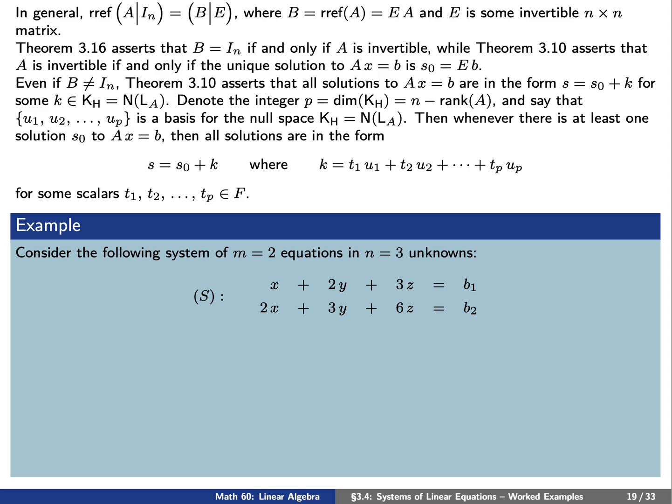Let's give another example of this to try to hit home what's really happening here. Let's say now that we have a system of two equations and three unknowns, x, y, and z.